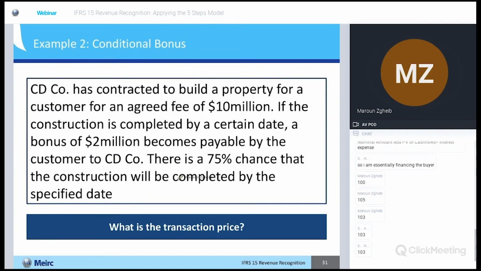The second example is CD company had contracted to build a property. There is a 75% chance that the construction will be completed by the specified date. So we have 10 million agreed price plus 2 million in case we complete it by a certain date. How much do you think revenue should be? Should revenue be 10 million? Should revenue be 12 million? Or revenue should be 10 million plus 2 million?